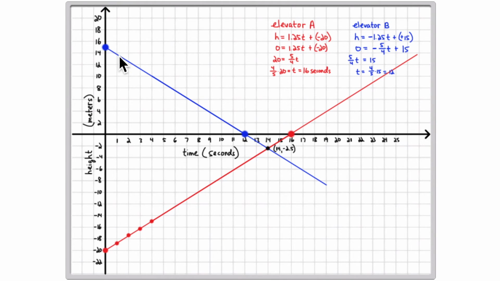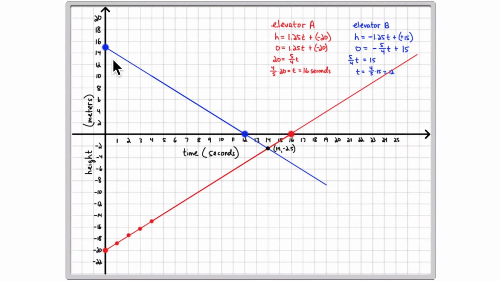This is a negative 1¼ meters. It's right here, a negative 1¼ meters per second. And this is a positive 1¼ meters per second. And that's right here, 1¼ meters for every second this goes up. So you combine those 2, this gap closes 2½ meters every second.